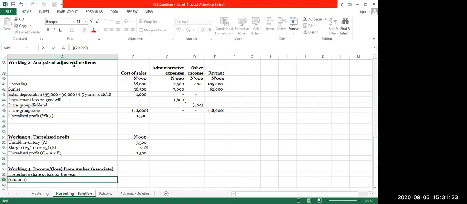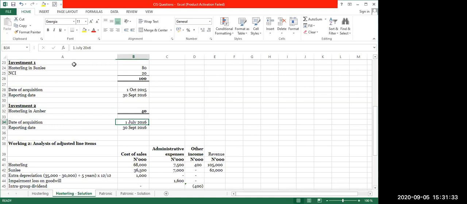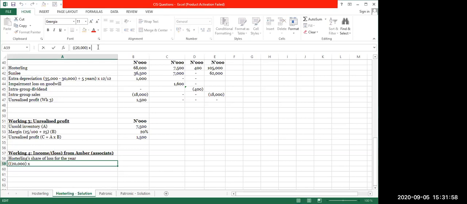Times, so you don't forget, if we go back up, you will see that Amber was acquired during the year. So we cannot lay claims to 12 over 12 of that profit. We cannot lay claims to July, August, September. So that's 3 months. Amber was our associate for 3 months. So we can only take loss of 3 months from that. So we say 3 divided by 12.